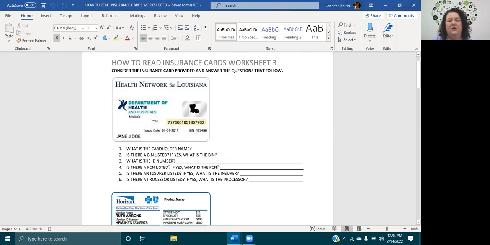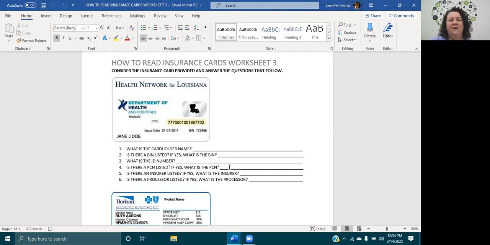Number 4 asks you if there is a PCN listed. If yes, what is the PCN? Again, we'll get into what PCN actually stands for in a future lecture. But as you can see, nowhere on this card is there a PCN. So you would just mark NA for not applicable for question number 4, or write in that it's not there, something to that effect.